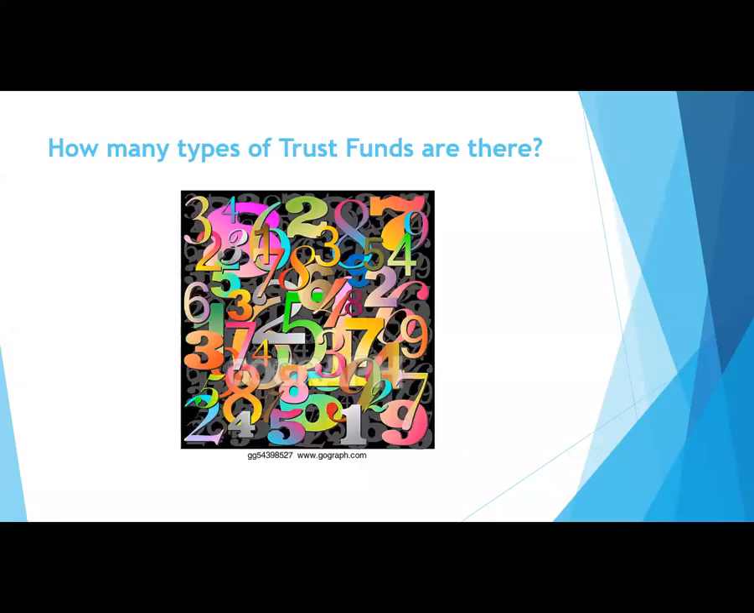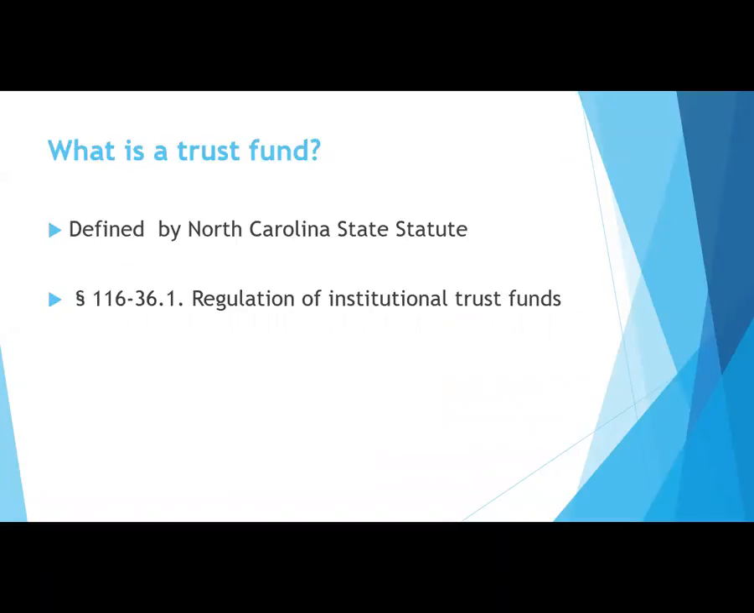So hopefully today we'll be able to answer that question, or you'll be able to answer that question, although I guarantee that no matter how many there are, you're not going to use them all. So what is a trust fund? A trust fund is defined by the state of North Carolina General State Statute. The statute number is 116-36.1. This is your first handout. If you'll take a look at that, you'll see those of you that guessed 12, there are 12 defined trust funds on that sheet, but there really are more categories at our university than just those 12. So 12 was right, but there are more.